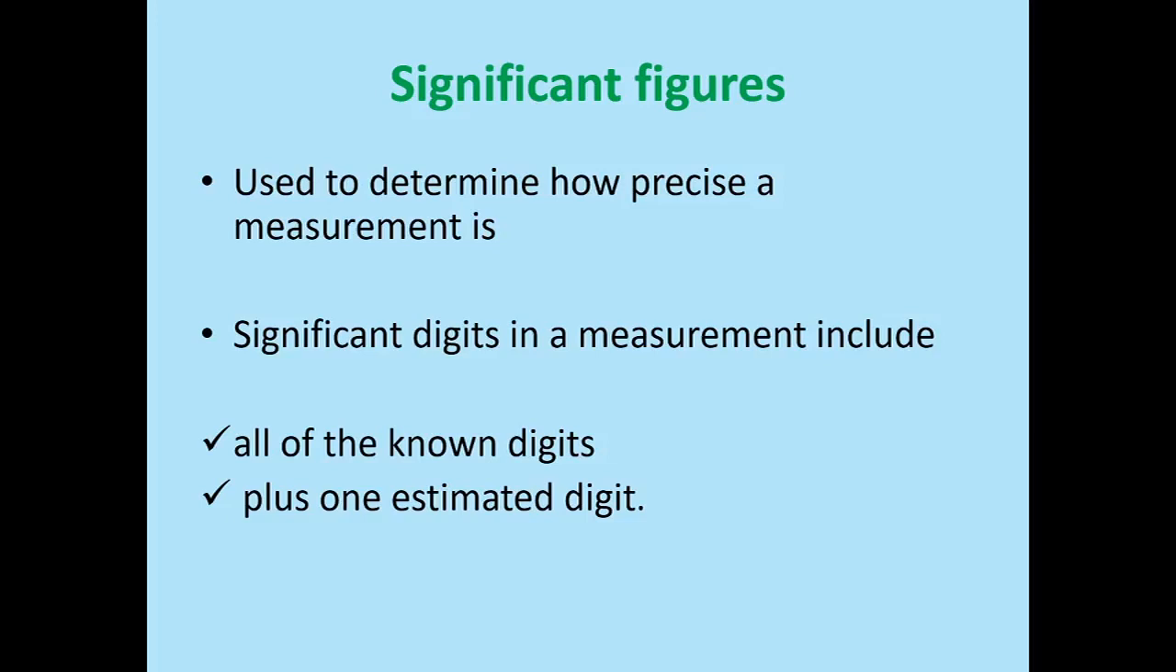The reliable digits plus the first uncertain digit are known as significant digits or significant figures. So, significant figures are used to determine how precise a measurement is. Significant digits in a measurement include all the known digits plus the one estimated digit.